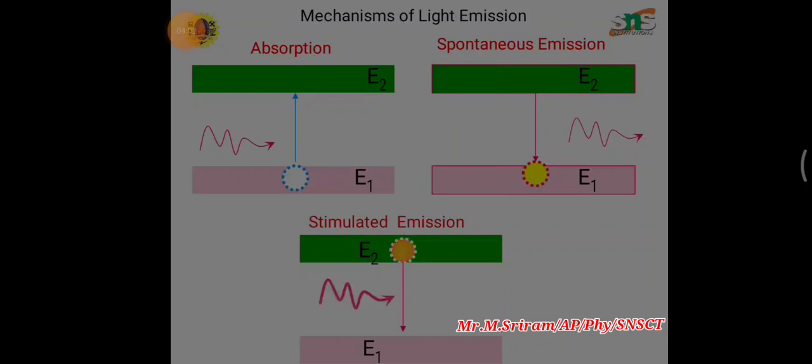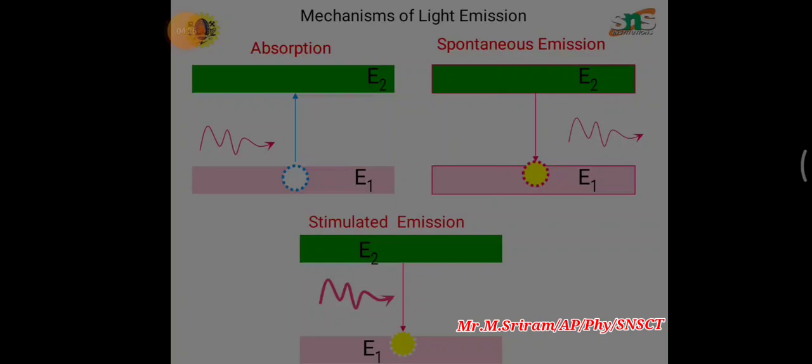See, a photon is incident and then the atoms return from the excited state to the ground state. The rate of stimulated emission R21 is directly proportional to the number of atoms in the excited state and the intensity of the incident beam. Therefore R21 equals B21 rho nu N2, where B21 is the constant which gives the probability of the stimulated emission transition per unit time.